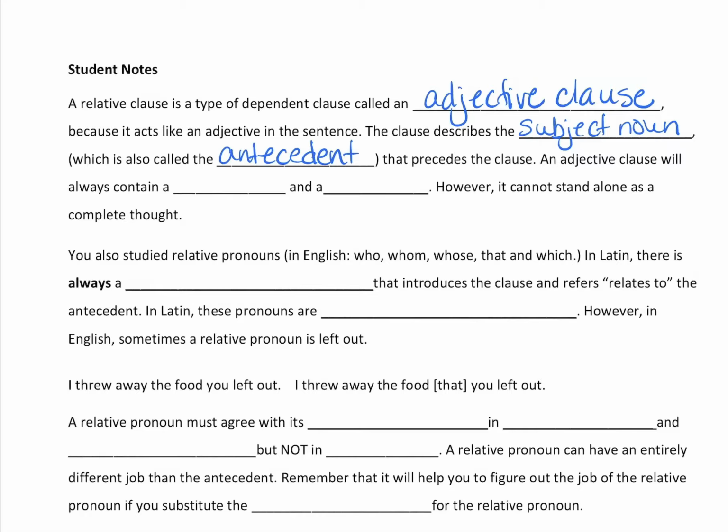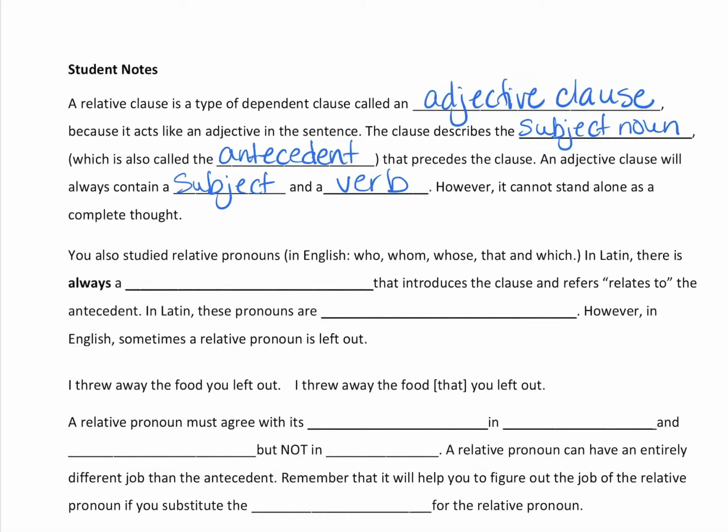Now, just like last week when we did an adverbial clause, an adjective clause, a dependent clause, will always contain a subject and a verb. However, it can't stand alone as a complete thought, so basically it doesn't make complete sense. Just because something has a subject and a verb in it does not mean it's a complete sentence. That's the trouble a lot of middle schoolers and young kids who are learning to write have: they think it's a complete sentence because it contains a subject and a verb, and it actually doesn't make sense when it stands on its own.